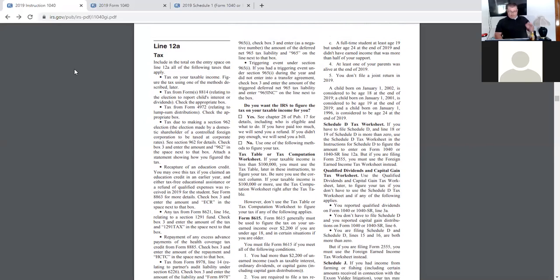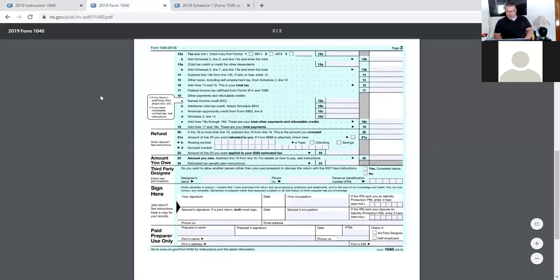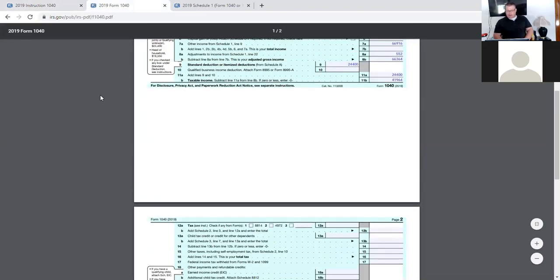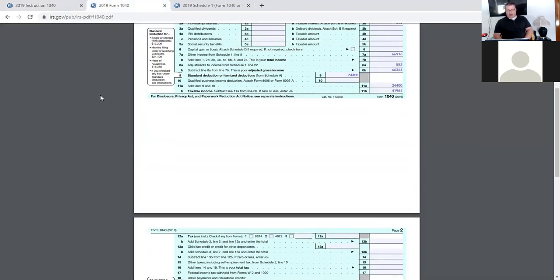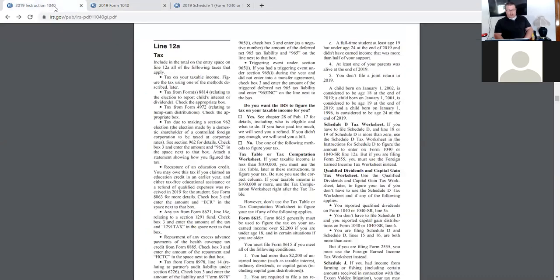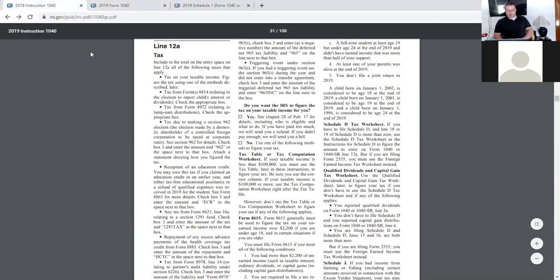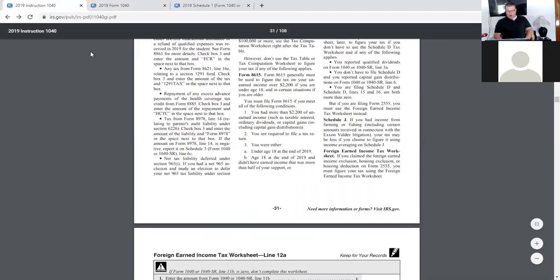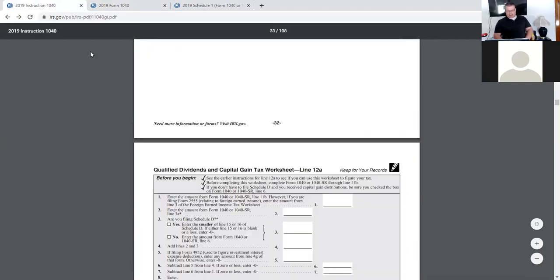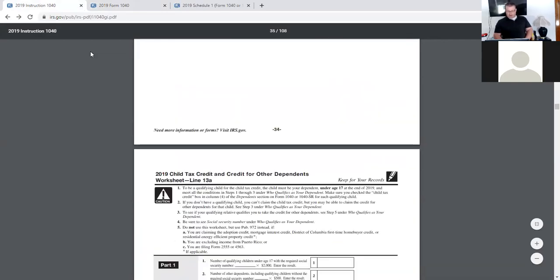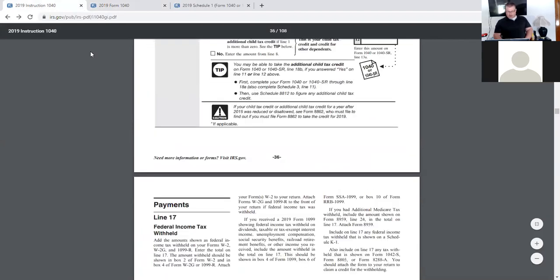Now, luckily for the McDonald family, they didn't have any of that other stuff except for taxable income. So we're going to be able to use the tax table here to figure out the tax. Now, remember, when we look back on the Form 1040 on line 11B, the taxable income was $41,964. Now, to figure out how much tax we owe on that, we are going to go all the way down to the tax worksheet and the tax tables, and I'll show you how those work.